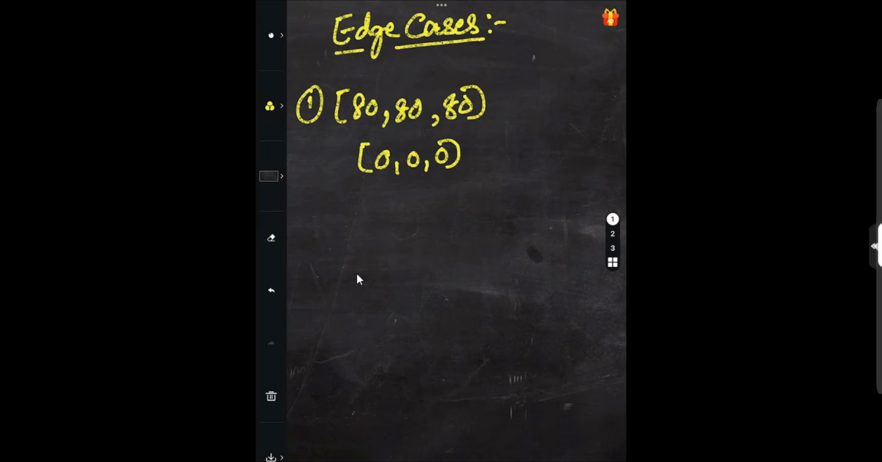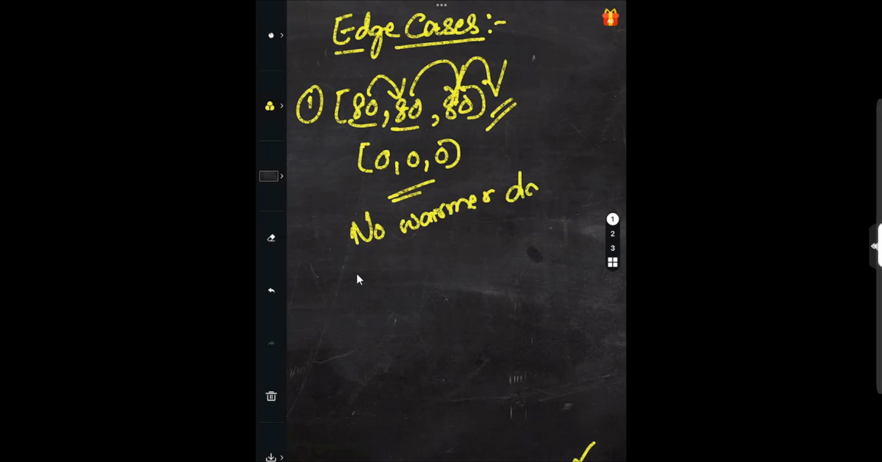So all the temperatures are the same here. So no warmer day exists here, resulting in the output 0, 0, 0. Why? Because if we compare this one, we don't have a larger number compared to this. We don't have a larger number compared to here. Here we don't have the next number at all, so the output will be 0 here. This is for the no warmer day. This is the first step, and this is the first edge case.